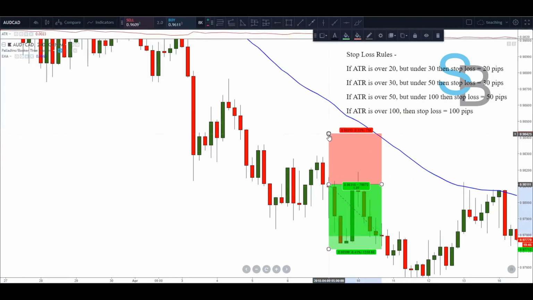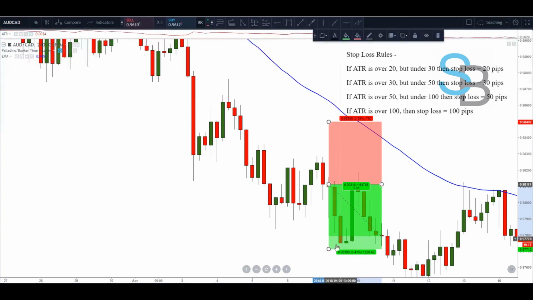We measure up to our swing high, which would be right here, this previous little green candle. Our swing high gives us about 18 pips. We hover over our entry candle, look to the top left. We have a 23 pip ATR. If the ATR is over 20 but under 30, then the stop loss is 20 pips. So we have 18 plus 20, which is 38 pips stop loss. And the number I'm looking at is right here in order to find that. As you can see right here, we have 38 pips.